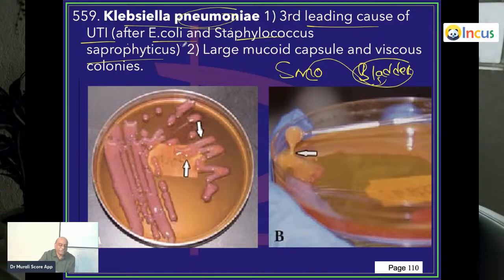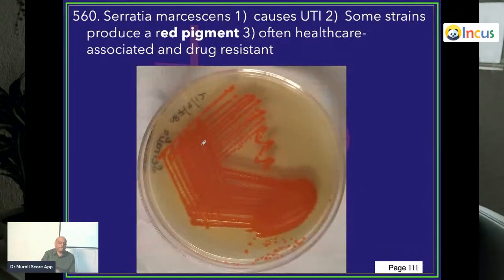So, Klebsiella pneumoniae. Then it has a mucoid capsule, a very gelatinous mucoid capsule with viscous colonies. That is the nature of Klebsiella pneumoniae, which is what you need to remember.